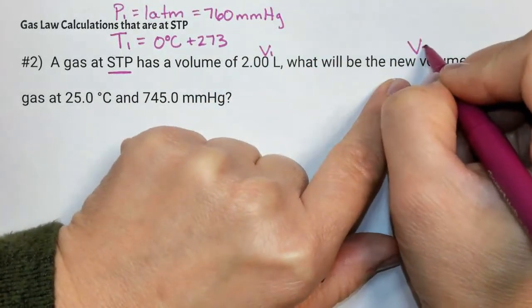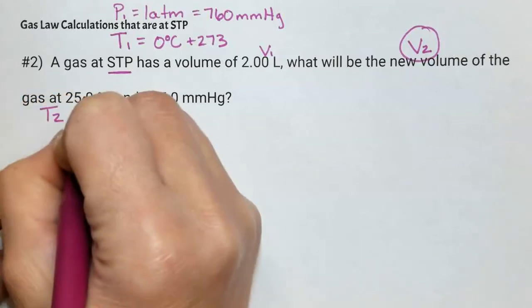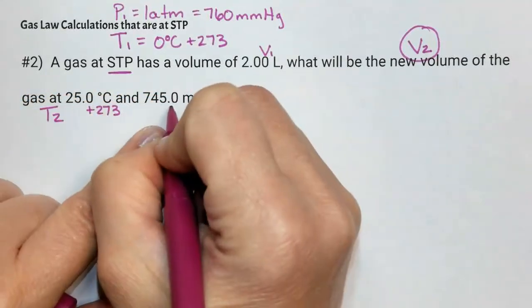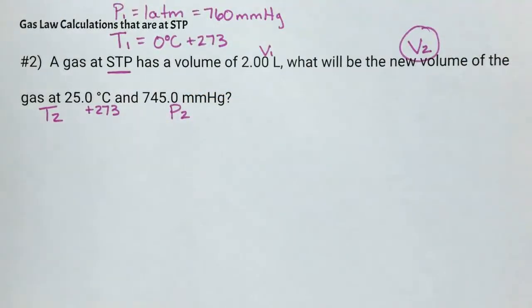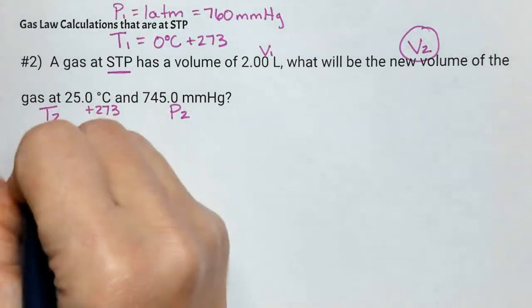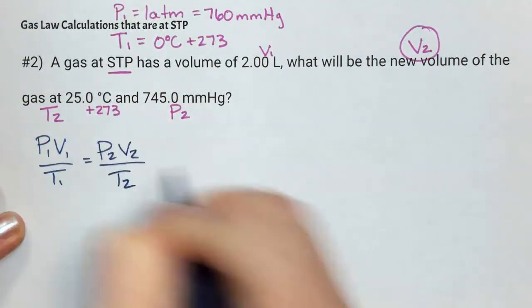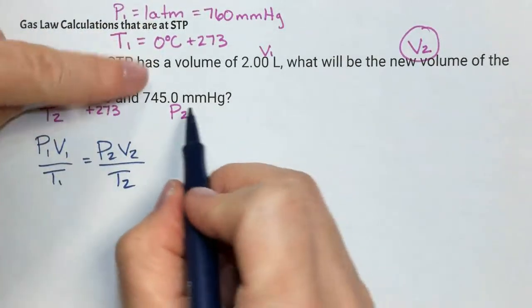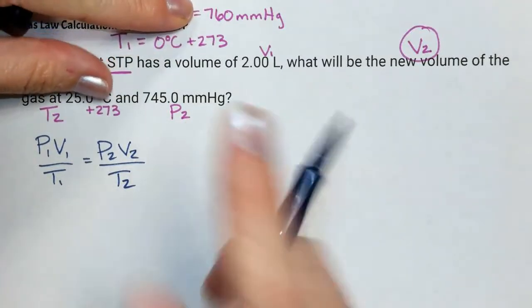What will be the new volume, V2, if my T2 is 25.0, add 273 to make it Kelvin, and my P2 is 745.0 millimeters of mercury. So again, we have our combined gas law equation. And so I'm going to plug in my values. My P1 is, now look, both of my pressures, I want them to be the same unit. So I'm going to use the millimeters of mercury.